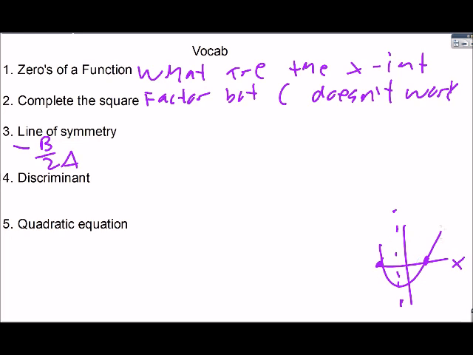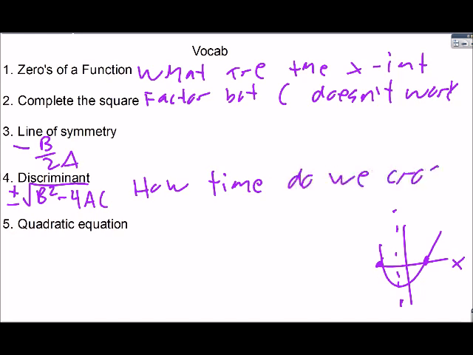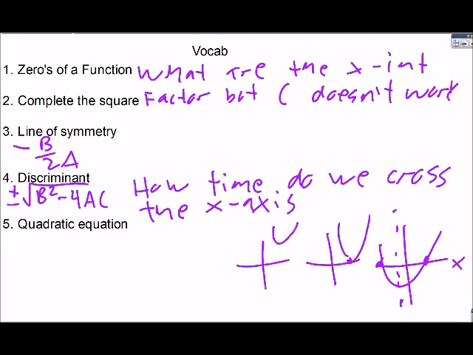Our discriminant is the equation plus or minus square root of b squared minus 4ac. And this is how many times do we cross the x-axis. So it can cross 2, 1, or 0. And our quadratic equation is just our line of symmetry and discriminant put together.